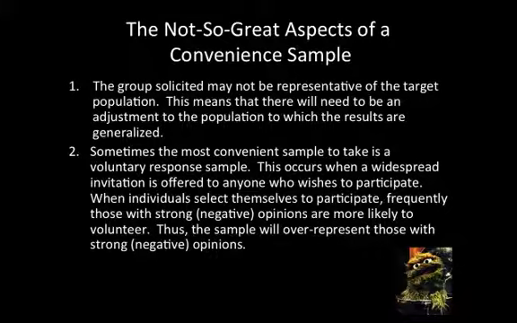So you're going to get a lot of grouches, usually. Somebody that really has a complaint about a particular issue, or all issues in general. Those are going to be the people who are more likely to take the time, especially if it involves contacting the person conducting the survey, phoning it in, anything along those lines. So those are some of the not so great aspects of a convenient sample.